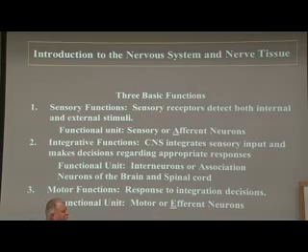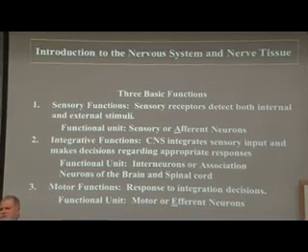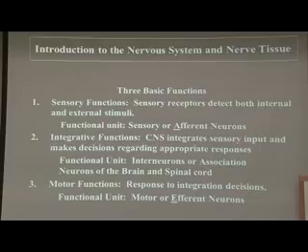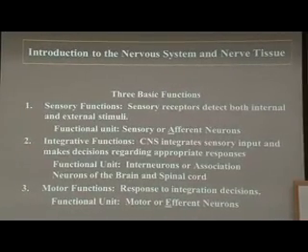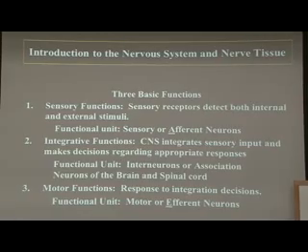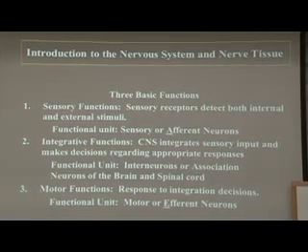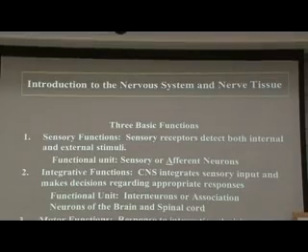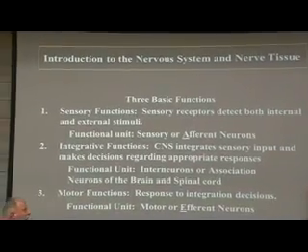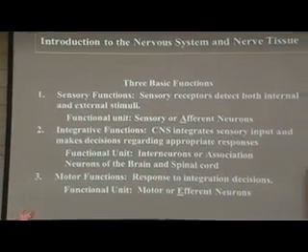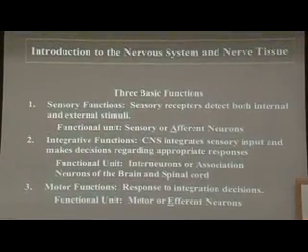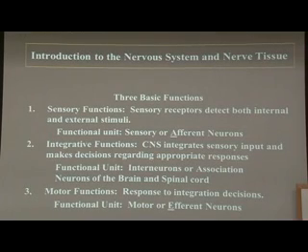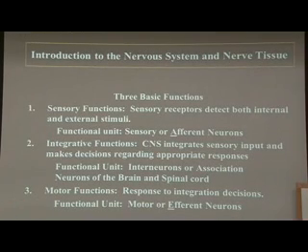There are three basic functions that our nervous system provides us. To do homeostasis, our nervous system has to know what's going on externally around your body, and what's going on internally in your body. And so we have a sensory function, and the sensory function provides information toward the central nervous system.